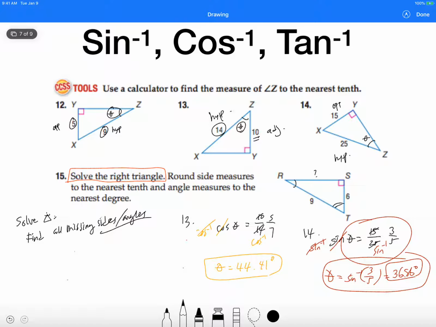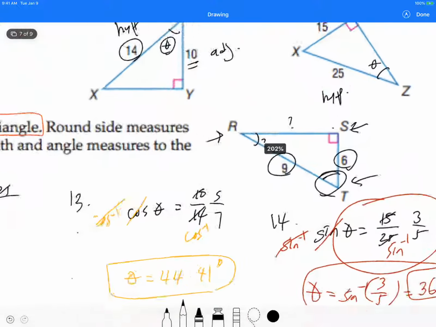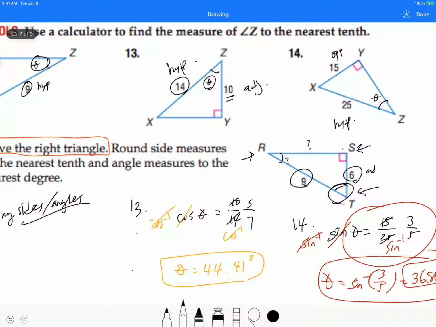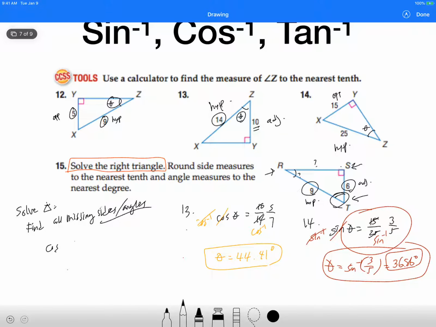Now, if you actually solve for one of the angles here, it is easy for you to solve the last angle because you know that all of these angles here, S, T, and R, they all have to add to give you 180 degrees. So let's say that I'm looking for the angle T. In respect to the angle T, I'm given 6 and I'm given 9. So we're all looking at this triangle problem, yes? 6 would be adjacent in respect to the angle T. 9 would be hypotenuse in respect to the angle T. So then that means I'm using cosine.